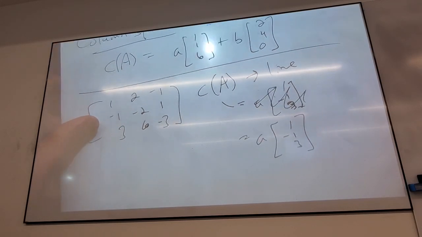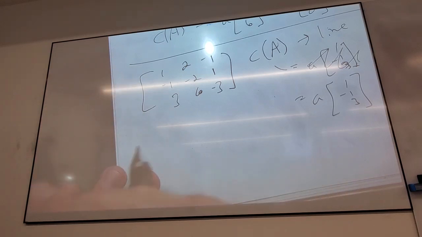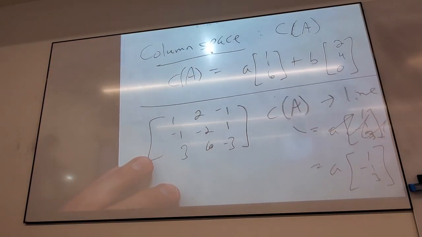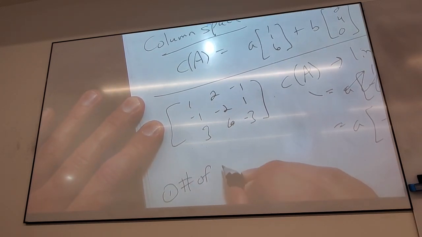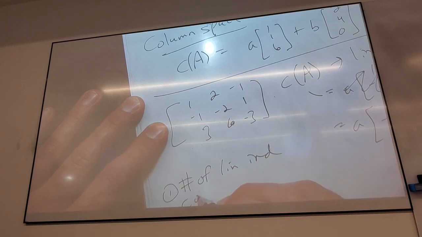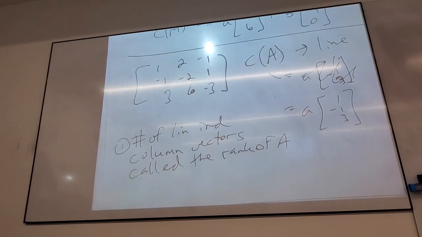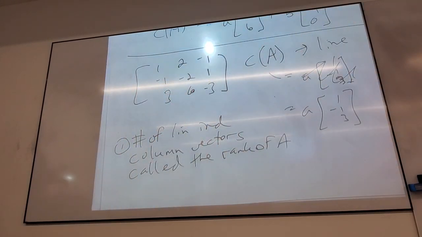So, let's bring in some definitions here, some ideas. The number of linearly independent column vectors is equal to the rank. We call it the rank of the matrix. So this last one we did would be rank 1. The one before it would be rank 2.